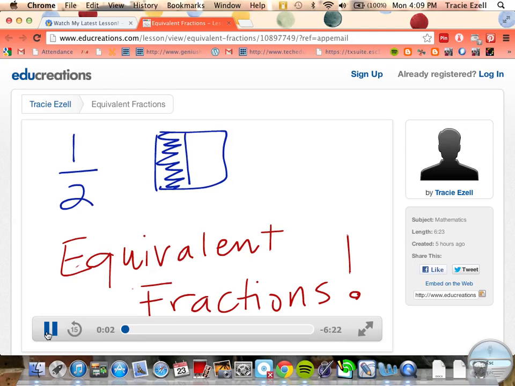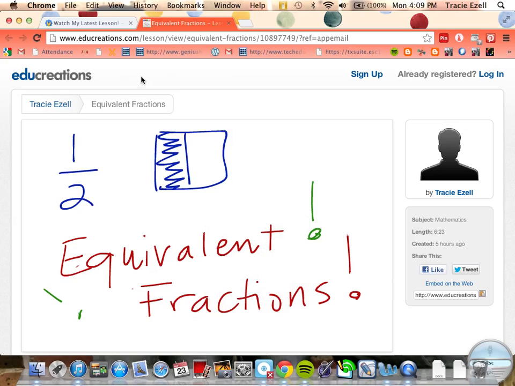Today we are talking about equivalent fractions. Woohoo! Yay! Equivalent fractions. Everybody loves them. Okay, so equivalent fractions just means two fractions that are equal to each other. Two fractions that are equal to each other.